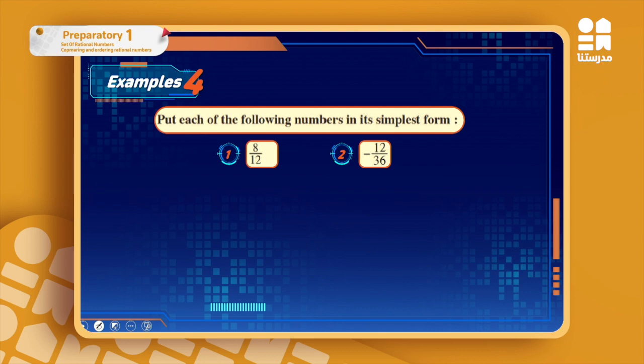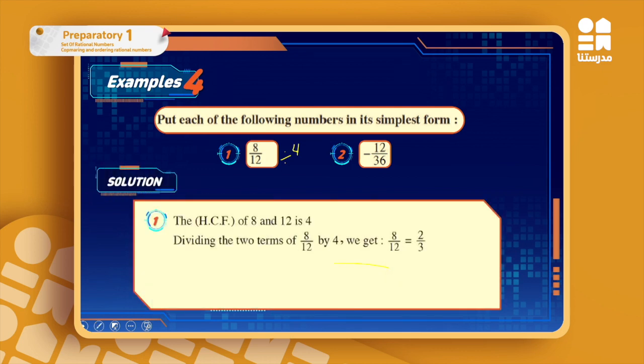Now, example 4. Put each of the following numbers in its simplest form. What does simplest form mean? Here we have to divide both numerator and denominator by the same number. So let me ask you, what about 8 over 12? Which number can I divide by? I have to divide by 4. So 8 divided by 4 is 2, and 12 divided by 4 is 3. The solution is 2 over 3.